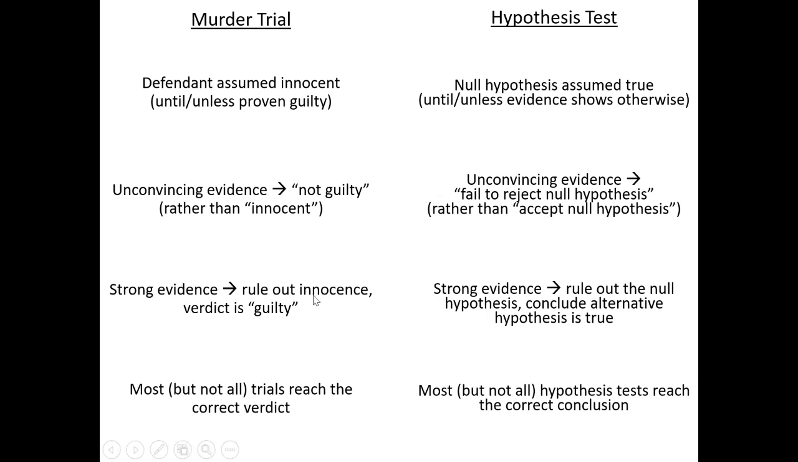If there is strong evidence in a trial, we rule out the prospect that someone is innocent and conclude instead that they're guilty. So that would be analogous to when we reject the null hypothesis, leaving one hypothesis left, and we could conclude that the alternative is true. Lastly, and the focus of this video really, is that in both cases, we hope that the vast majority of the time the correct verdict is reached. But occasionally there may be a mistake where the verdict of the trial or the test does not match up with what's actually true.